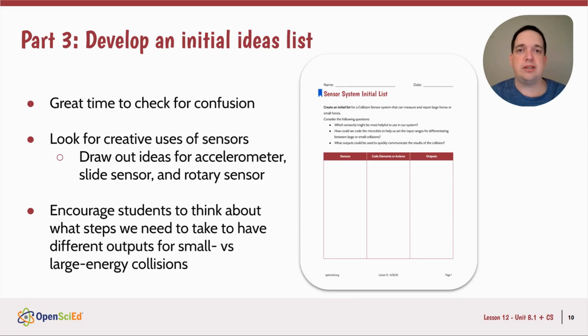You as a teacher, you're going to want to look for creative uses of sensors. You're going to draw out the ideas of using the accelerometer, the slide sensor, the rotary sensor, and you really want to encourage students to think about what they are going to need in the code. Well, they're going to have to use some sort of a conditional, and then they're going to have to test out the sensor to find out what's the range of numbers they're going to get to use for the conditional, and so on.